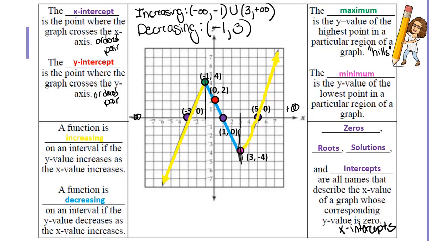They do look a little bit different though, because zeros, roots, and solutions always have a value of X equals a number. So zeros, roots, solutions, you're going to say X equals a number. So like X equals -3 would be a zero or a root or a solution of this graph.